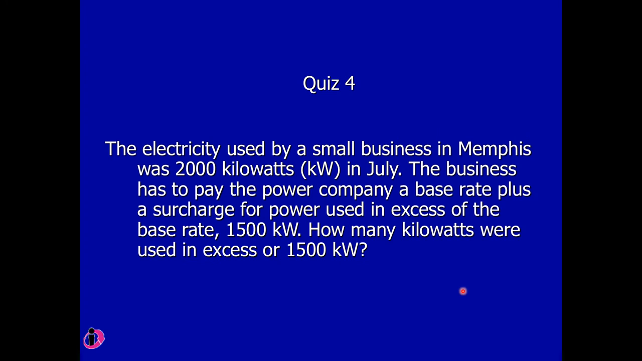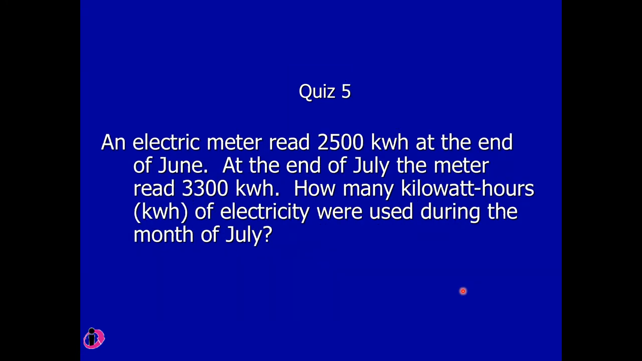Again, subtraction, right? Total is 2,000, and you used what? 1,500. More than what? The base rate was 1,500. So you used more. How much more? 500, right? It's 2,000 minus 1,500, so you get 500. Another problem here.